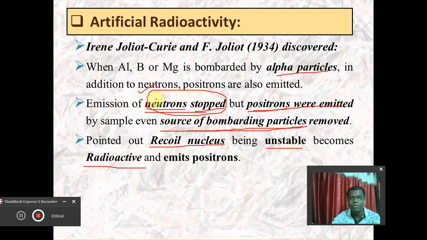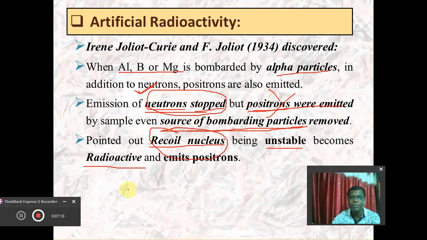It means that whatever two particles are emitted here, one is the neutron and another one is the proton. But emission of neutron gets stopped with the removal of the source of bombarding particle, while the emission of positron was continued even after the removal of the source of bombarding particle. It means that neutrons are emitted by the parent element or the target element, but the positrons are emitted by what? These positrons are emitted by means of a recoil nucleus.